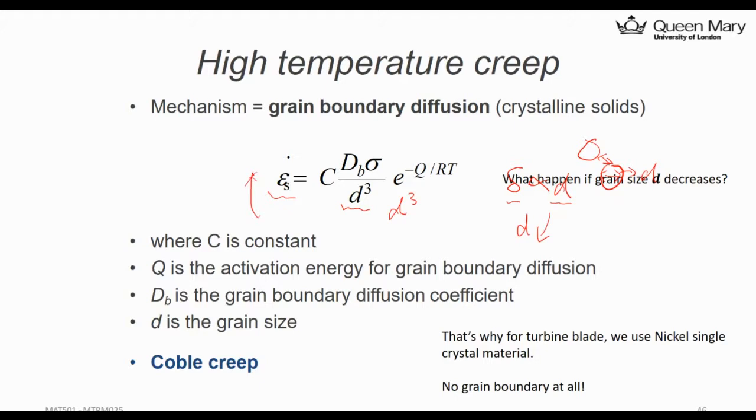So that's why for turbine blades, we often use nickel single crystal material. There is only one grain for that material. The whole material is just one grain, okay, so there's no grain boundary at all. So you avoid that from happening.